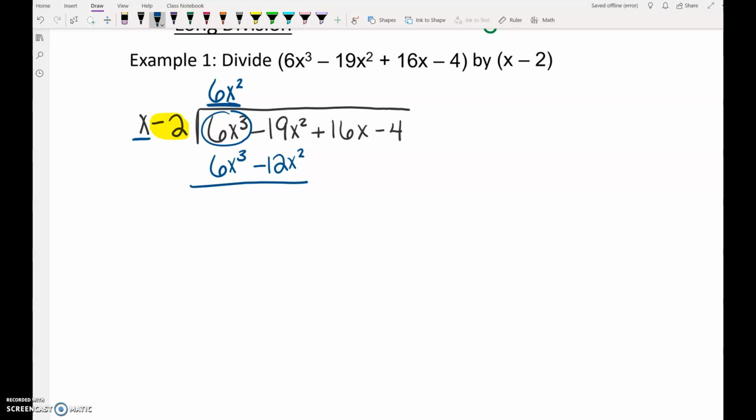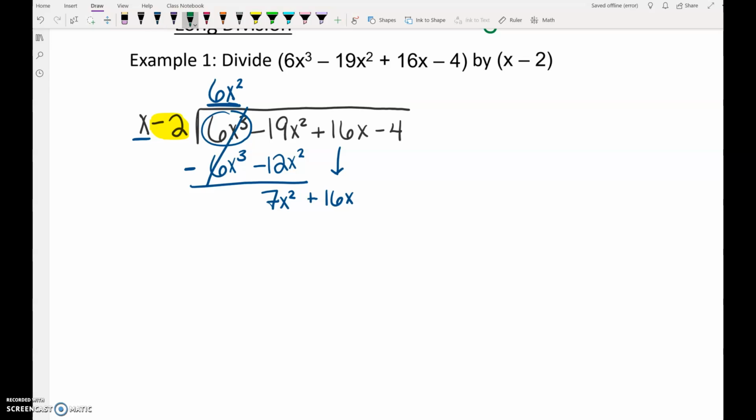And you take this, and just like regular long division, you subtract. Your first term should always cancel. 6x to the third minus 6x to the third, that should give you 0. You don't have to write the 0. On the next one, you need to remember that you are subtracting. So this is negative 19x squared minus a negative 12x squared. What is minus a negative? Plus. So negative 19x squared plus 12x squared would be 7x squared. And then we bring down the next term.